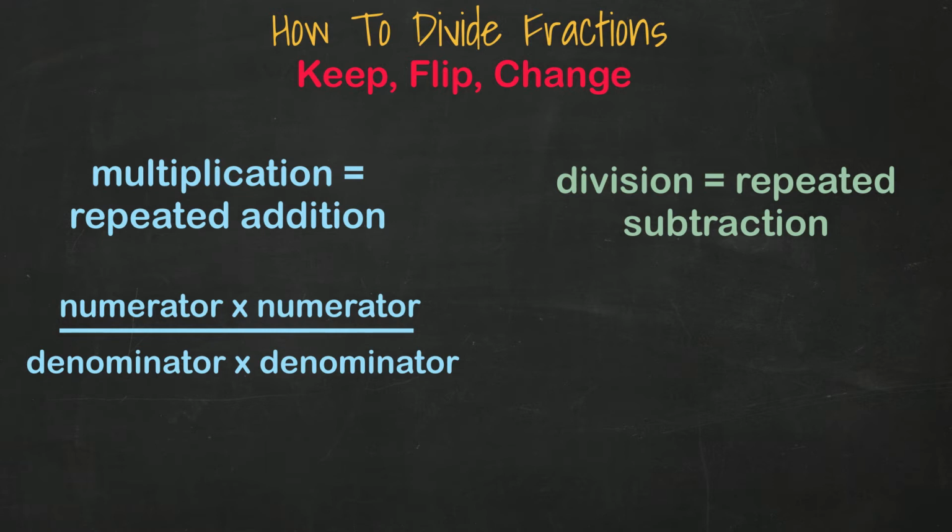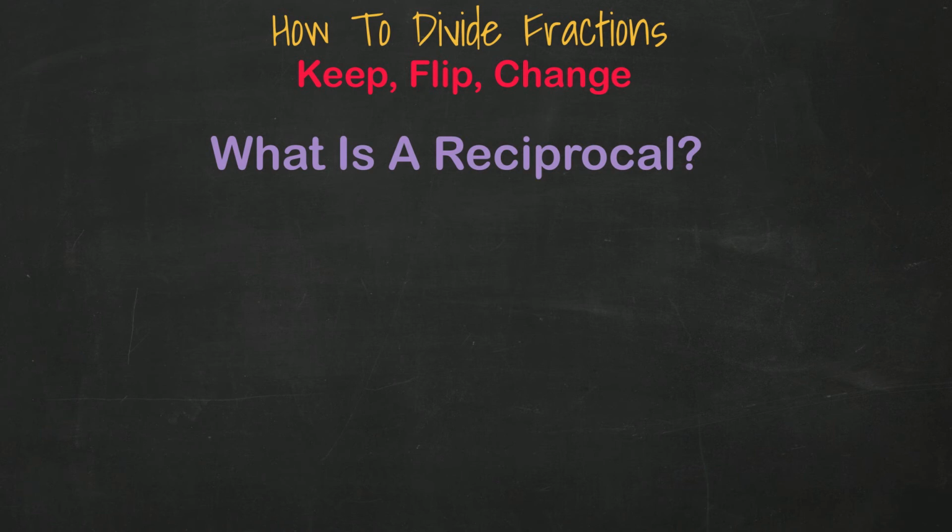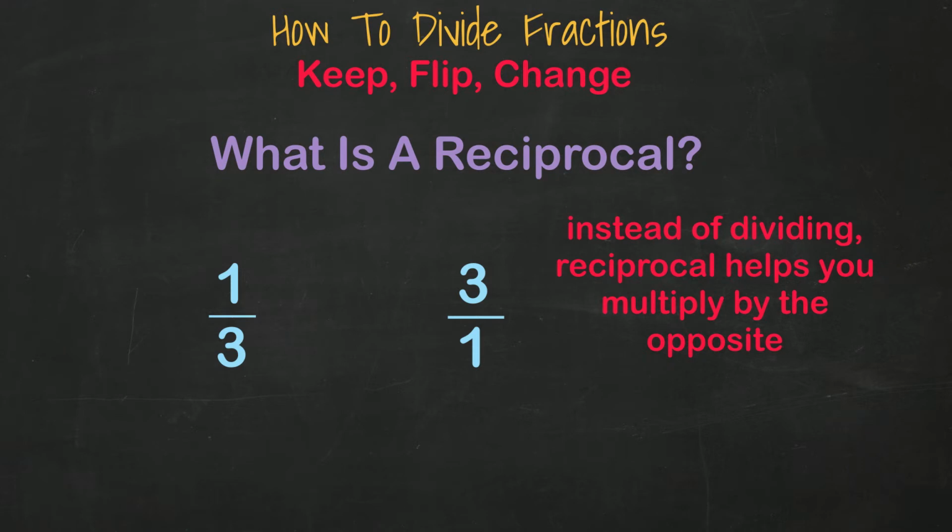Before we get started, let's talk about the term reciprocal. What is a reciprocal? A reciprocal in simple terms is when you have a fraction and you switch the numerator and denominator. What a reciprocal does is it makes it easy for you to divide fractions by turning it into a multiplication problem. And multiplying fractions is easy. Let's show that real quick with whole numbers.